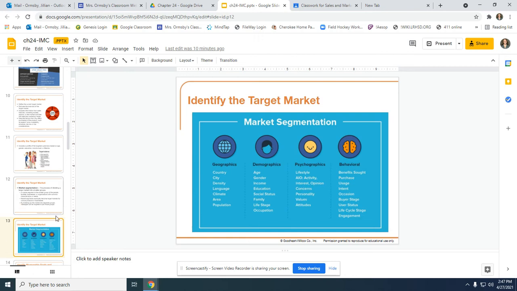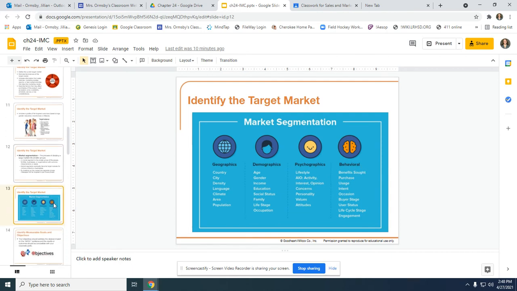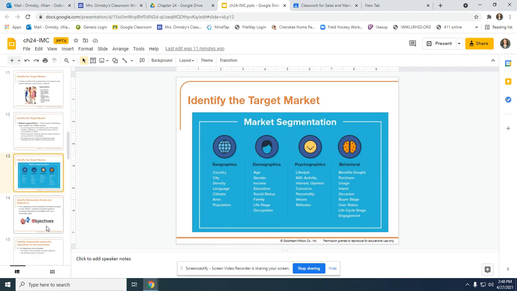So, in your projects, you are ultimately going to be identifying your target markets, and multiple target markets, but you're also going to need to segment those markets and not only just tell me their age and their gender, but go into some geographic, psychographics, and behaviors in order to really pinpoint who we're trying to get our message to.